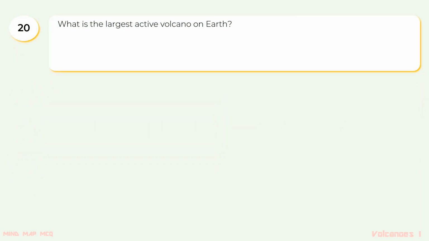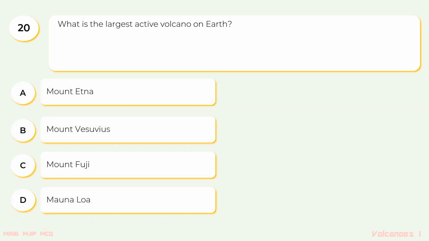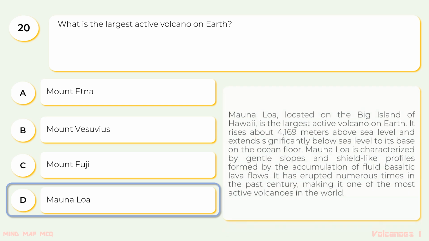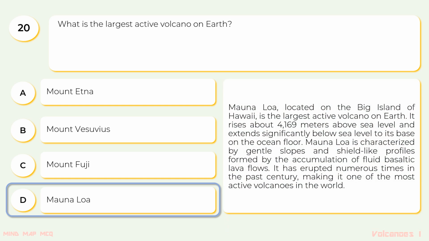20. What is the largest active volcano on Earth? The options are A. Mount Etna, B. Mount Vesuvius, C. Mount Fuji, D. Mauna Loa. The correct option is D. Mauna Loa. Mauna Loa, located on the Big Island of Hawaii, is the largest active volcano on Earth.